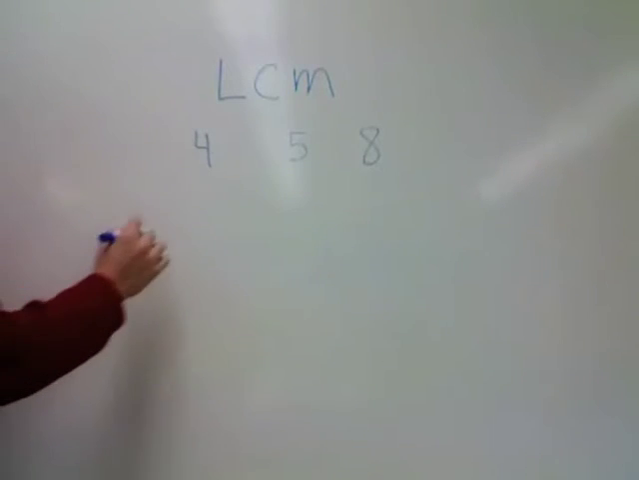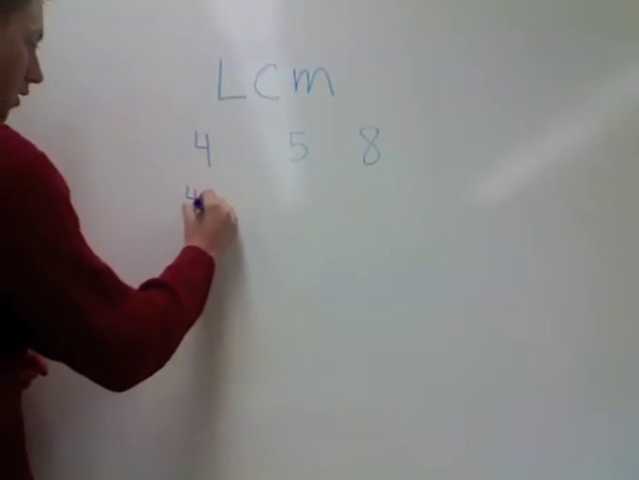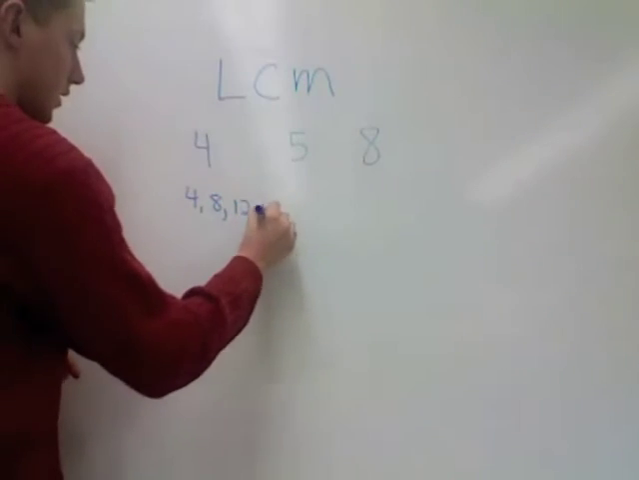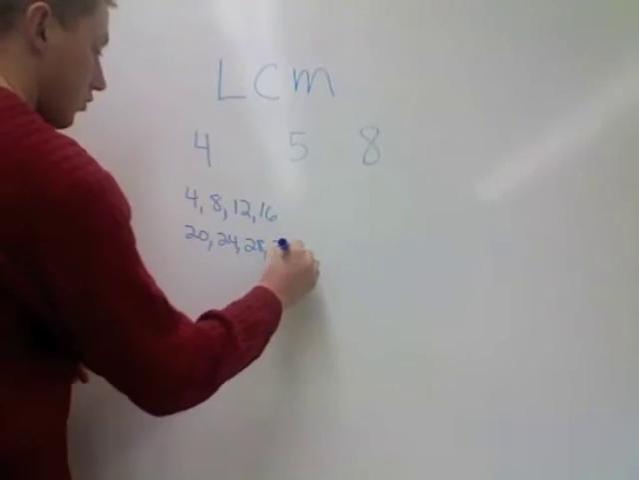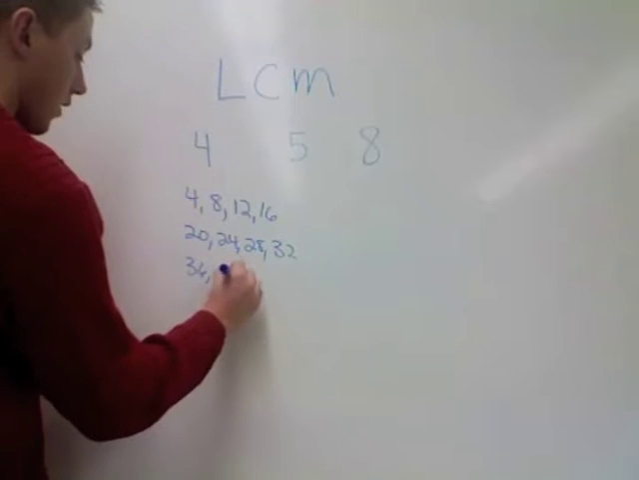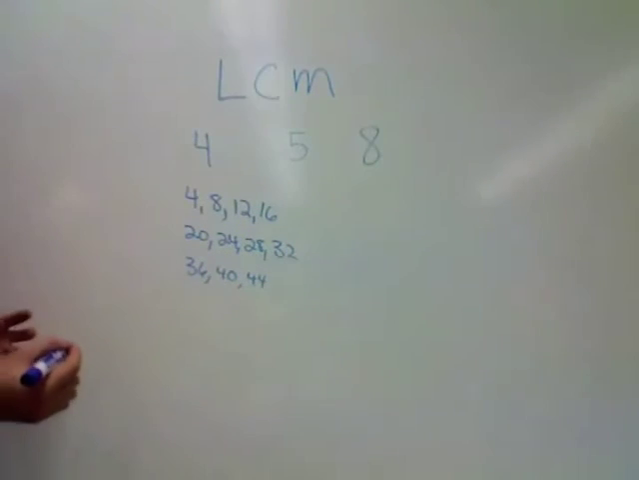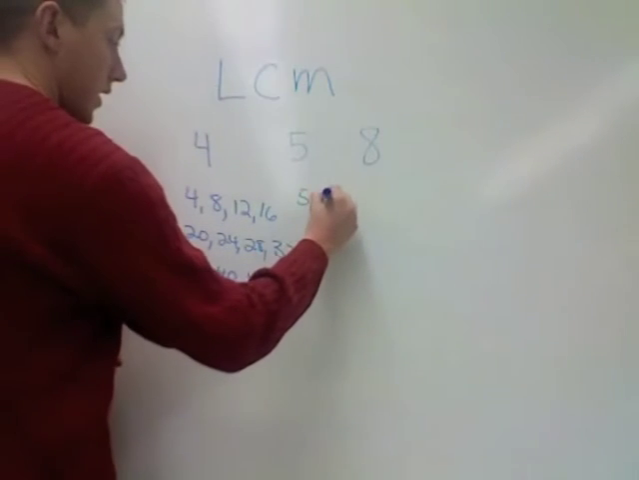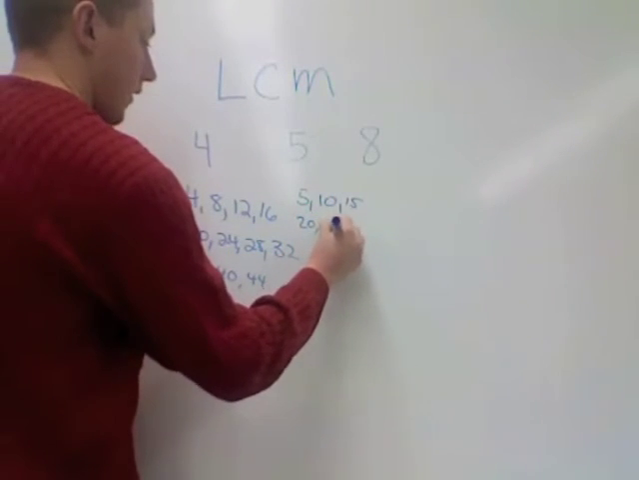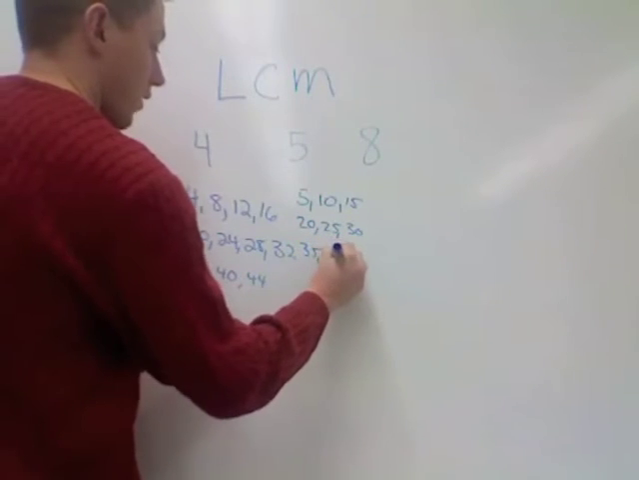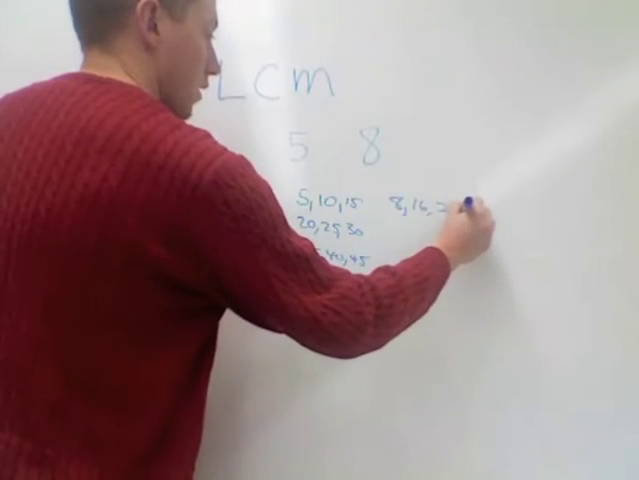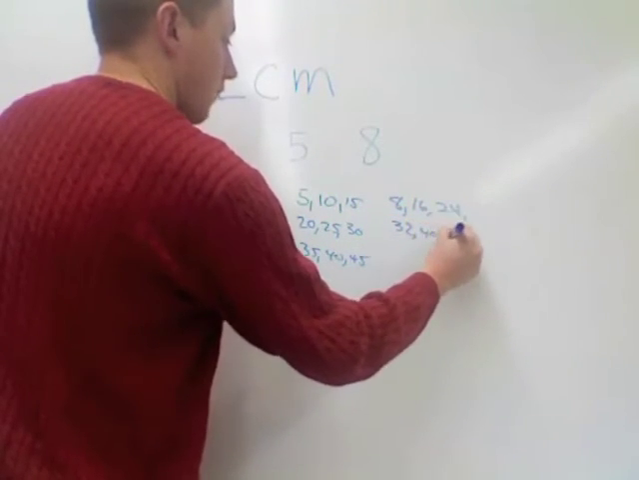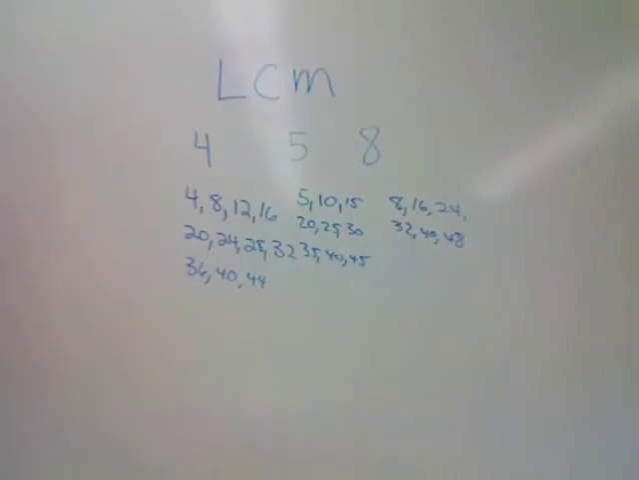We can list the multiples, starting with the multiples of 4. So we have 4, 8, 12, 16, 20, 24, 28, 32, 36, 40, 44, we'll go that far. If we take 5, for example, you get 5, 10, 15, 20, 25, 30, 35, 40, 45, and we'll stop there. And then 8: 8, 16, 24, 32, 40, 48, for example. So as you see, we have the different multiples of 4, 5, and 8.